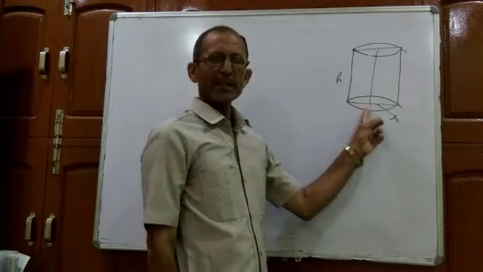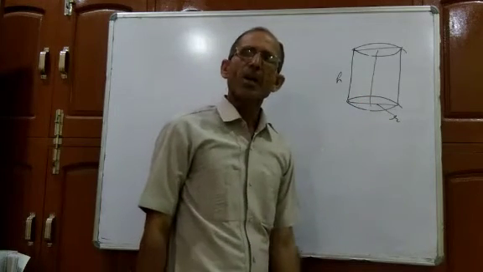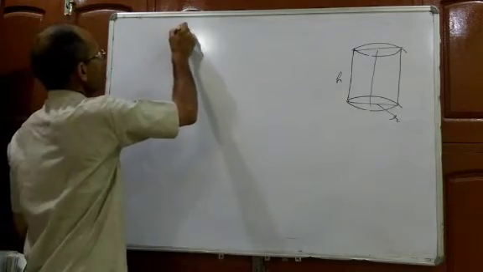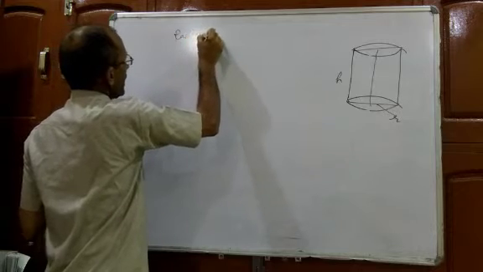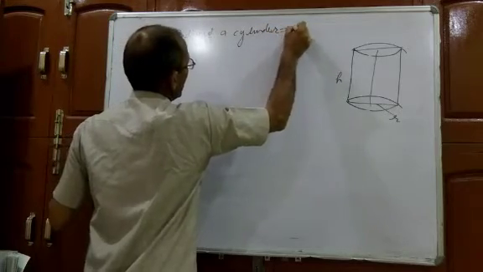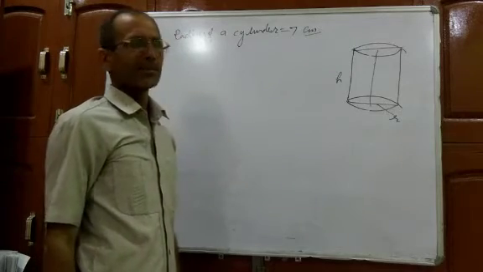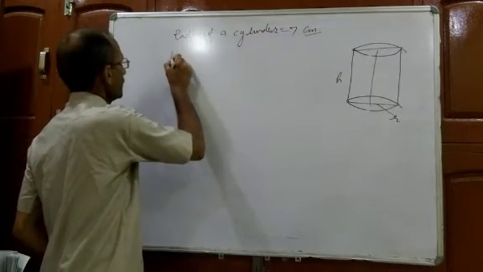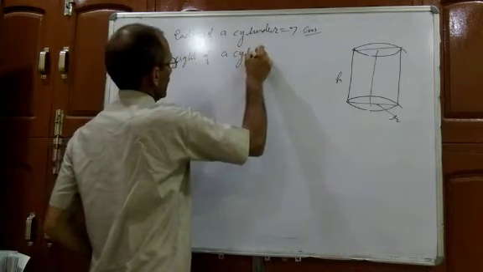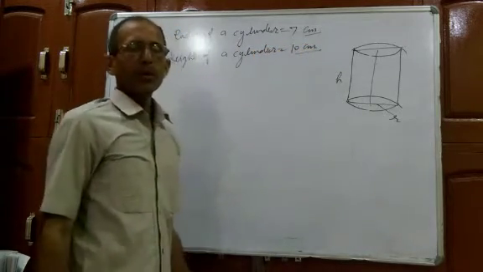Now the base of a cylinder is a circle, so the base area is pi r square. If it is multiplied by height, we will get the volume. Yes or no? So the radius of a cylinder is 7 centimeter. The height of the cylinder is 10 centimeter. So we have to find the volume.